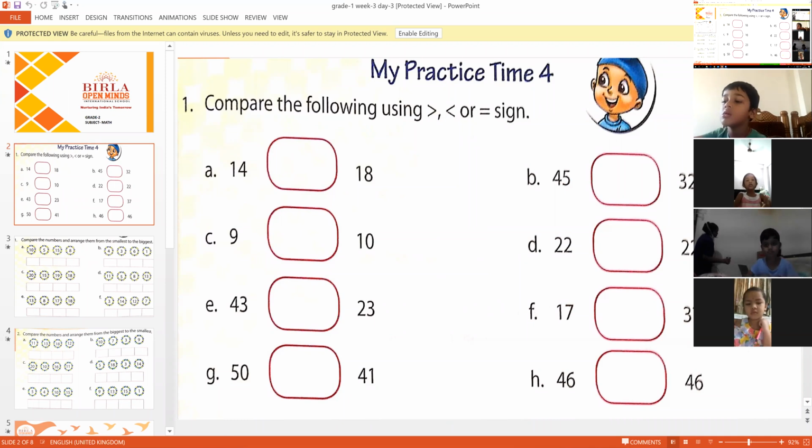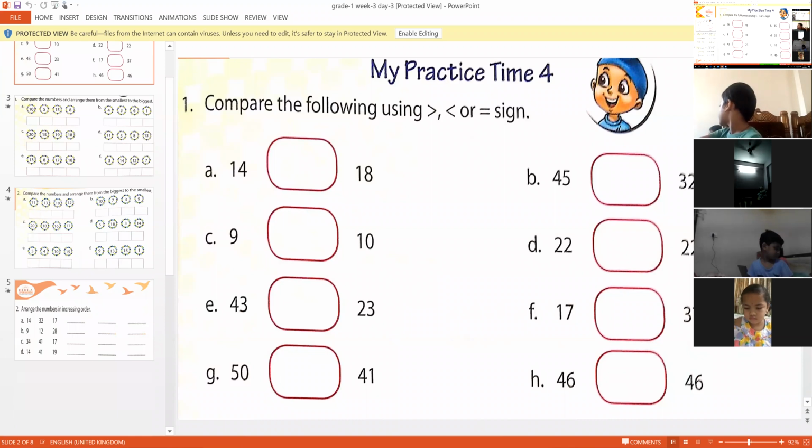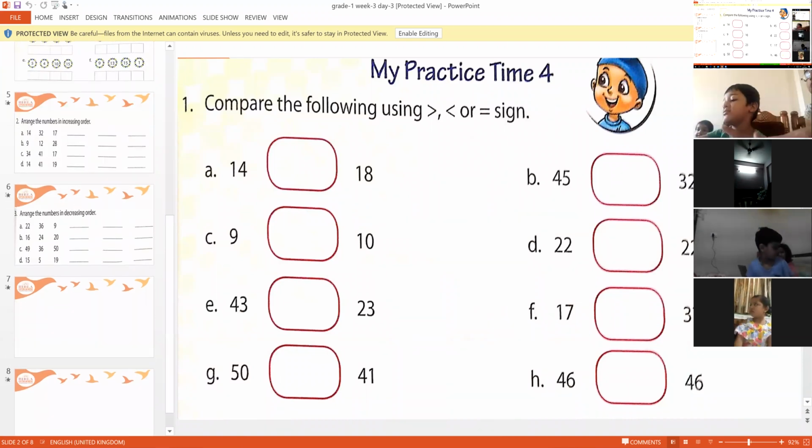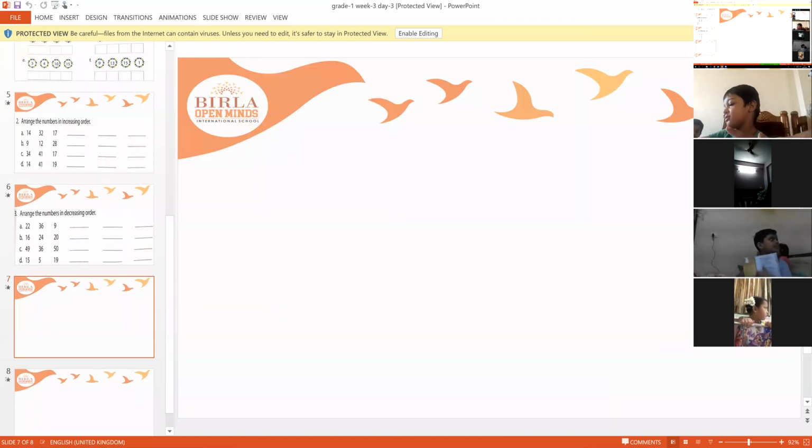For that, the first thing is you all have to keep on looking onto your screens. Okay, see children, on page number 63 question number 1 is there. First I will tell you how to compare the numbers, and then we'll move to the question. So children, just look onto your screen for 5 minutes. No need to write anything, just look on your screen.